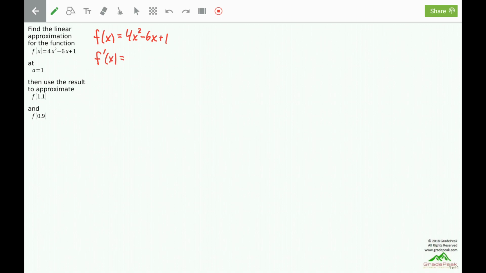The first term is a power rule. Bring down the power multiplied with the 4. Subtract 1 from the power. Second term is a constant times x. The derivative will be the constant. Third term is a constant with no x. The derivative will be 0.